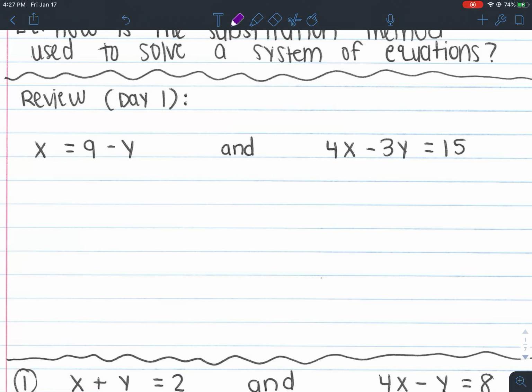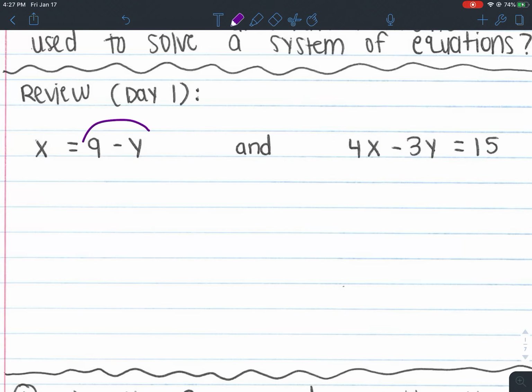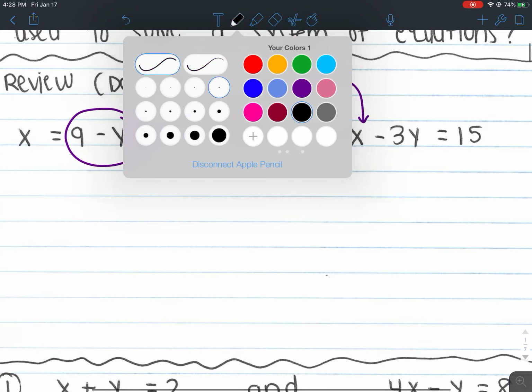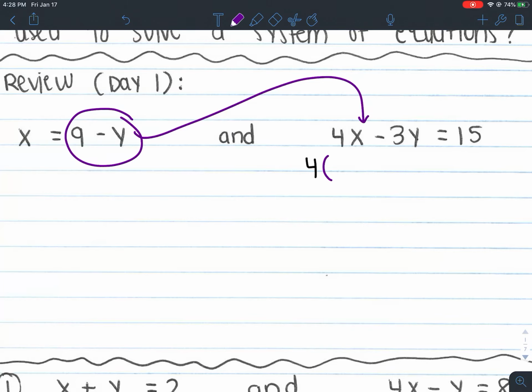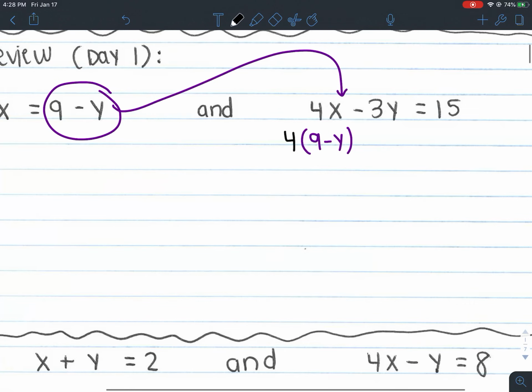Now, with substitution, you want to find one equation that already has a variable by itself. So when I look at these, I notice that the one on the left already has x by itself. X is all alone. And x equals 9 minus y. So I'm going to substitute that into the other equation for x. Why for x? Because it says x equals. When I substitute something in, I always use parentheses. So I'm going to take out x, and I'm going to put in 9 minus y, and then everything else will stay exactly the same. The only thing I did was I took out x and I substituted in 9 minus y.